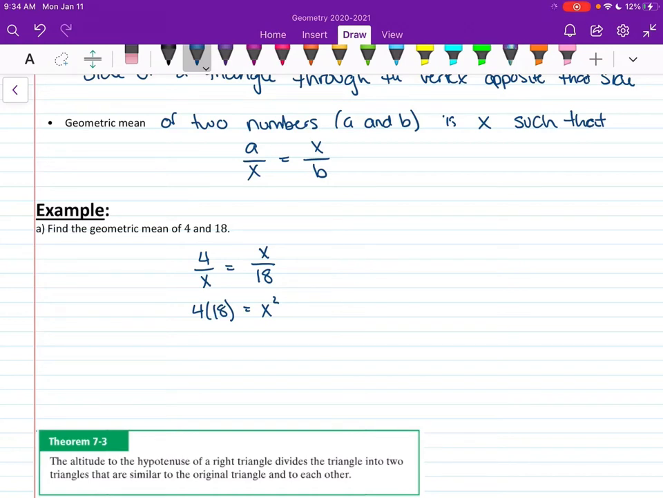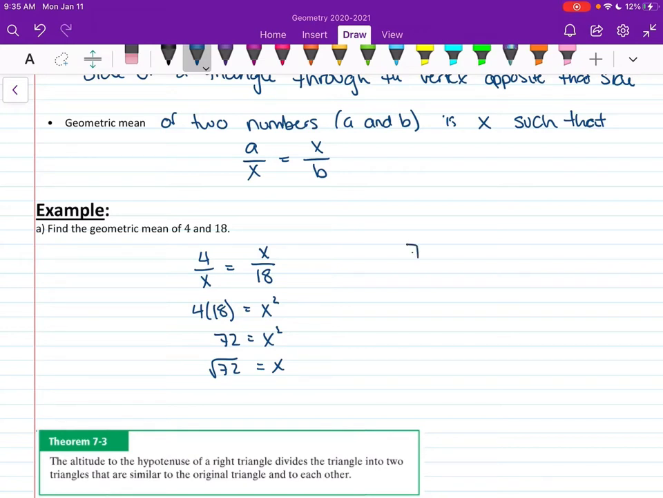So 4 times 18 is 72. That's a terrible 7. So I have 72 equals x squared, and then I'm going to take the square root of 72, and that's going to be the geometric mean of 4 and 18. You're allowed to keep it like that. You can keep it as square root of 72. You can plug it into your calculator and give me a decimal approximation. If you know how to do simplest radical form, that would be what I would prefer.